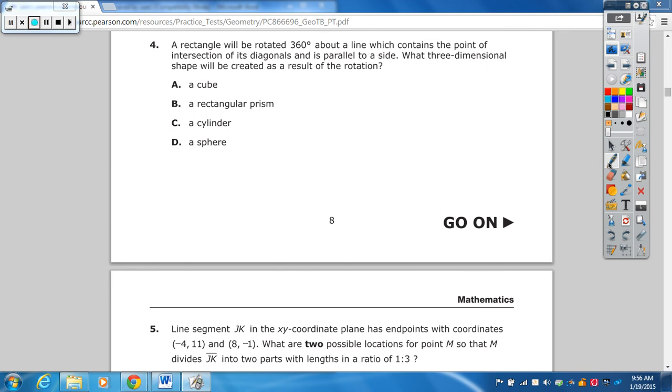Here's what it says. A rectangle will be rotated 360 degrees about a line which contains the point of intersection of its diagonals and is parallel to a side. What three-dimensional shape will be created as a result of the rotation? Well, here's what I want you to see. I'm going to draw a rectangle onto the coordinate plane and then break down the sentences as it says.